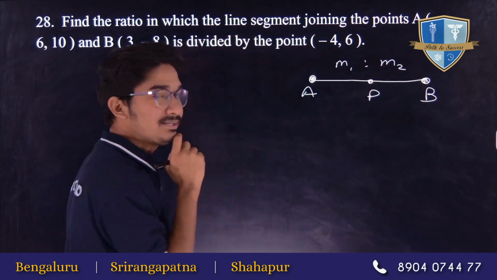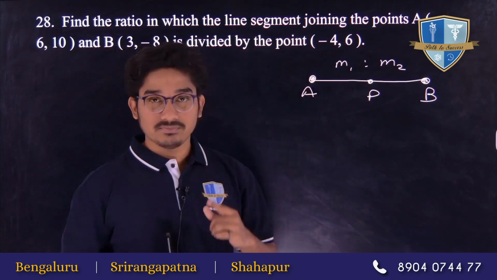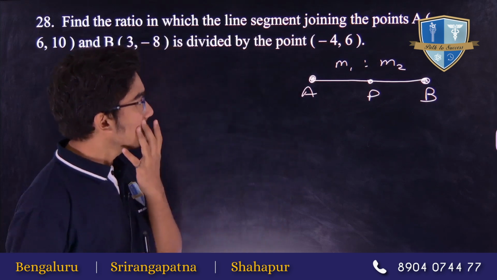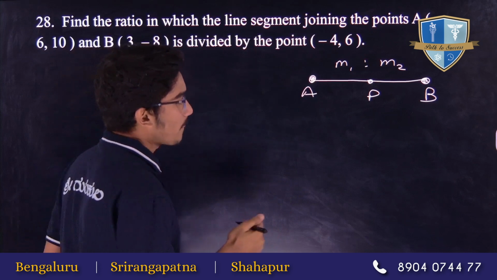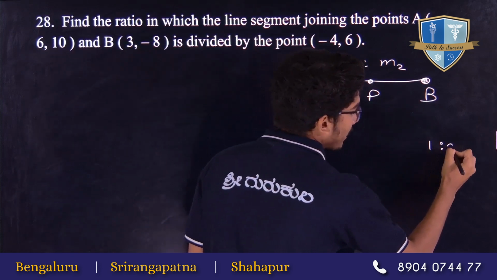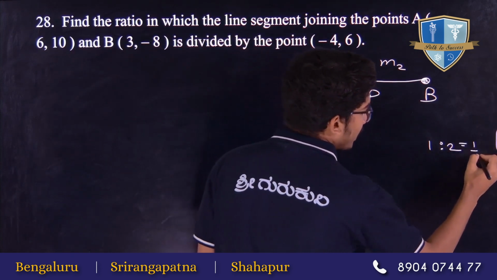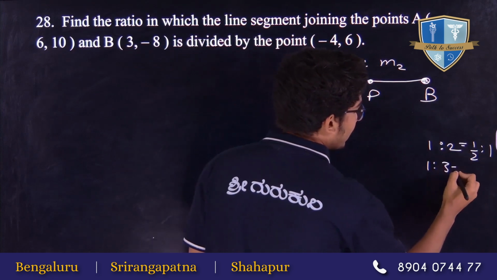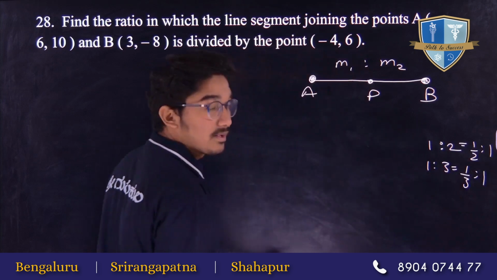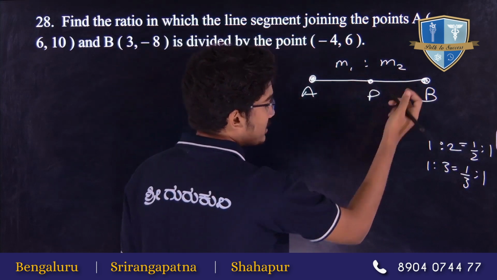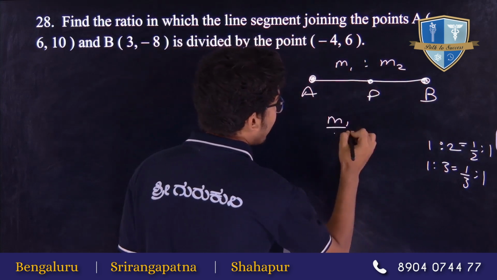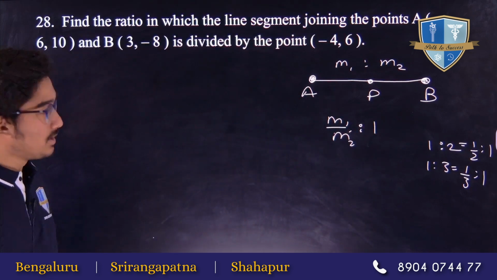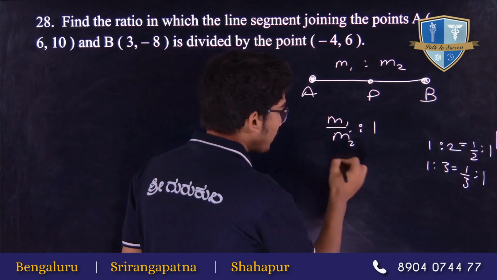But if we take this as the ratio, we have 2 unknowns, M1 and M2. We will have to solve 2 equations to find 2 unknowns, right? So there is a shorter way. If we have any ratio like 1:2, we can write it as 1/2:1, correct? Any ratio like 1:3 can be written as 1/3:1. So here M1 is to M2 we can write as M1/M2:1. So M1/M2 is our ratio, which is what we are supposed to find. Let's suppose M1/M2 is M.